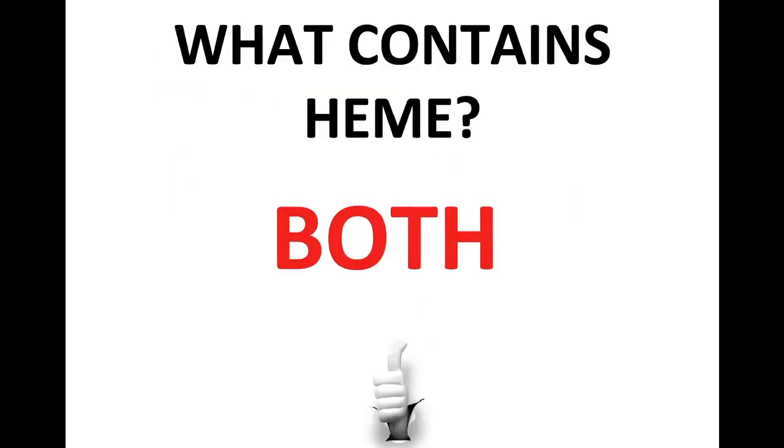Now, please remember, between myoglobin and hemoglobin, both will contain heme. So I would like to repeat, both hemoglobin and myoglobin contain heme. Both globular proteins have heme in their structure.